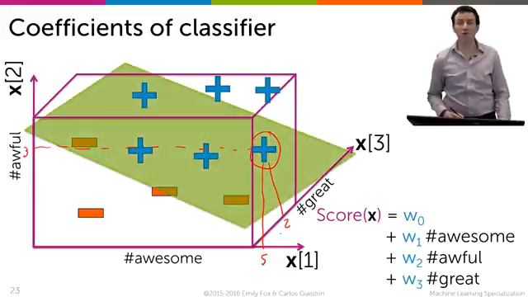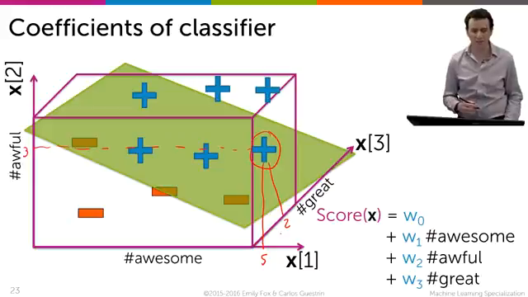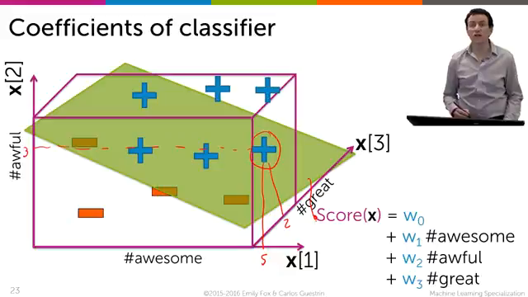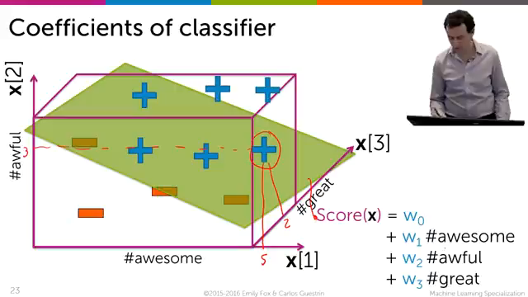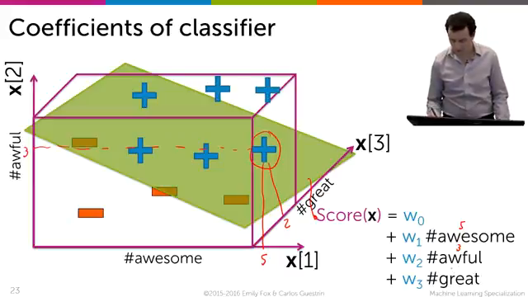And what a linear classifier model is going to do is try to build a hyperplane that tries to separate the positives from the negative examples. And the hyperplane is associated with the score function. The score function is going to be a weighted combination of these coefficients multiplied by the features that we have. So W0 plus W1 times number of awesomes, which in our case was 5, plus W2 times the number of awfuls, which in our case is 3. And finally, W3 times number of greats, which in our case was 2.